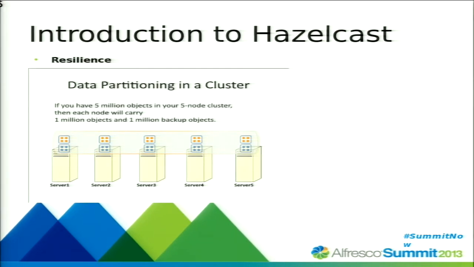Which is also another interesting characteristic of the Hazelcast system. Here is just a slide showing how you can achieve resilience by replicating nodes. In this case, you have 5 million objects on a 5 node cluster. Then each node will carry 1 million of its own data, and then 1 million for the resilience, for the replication.